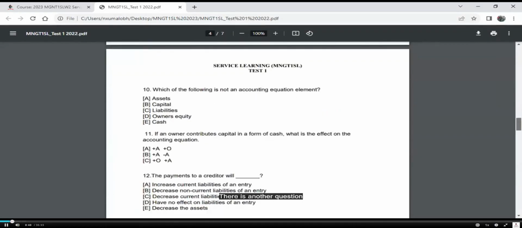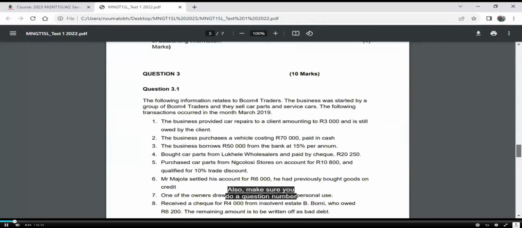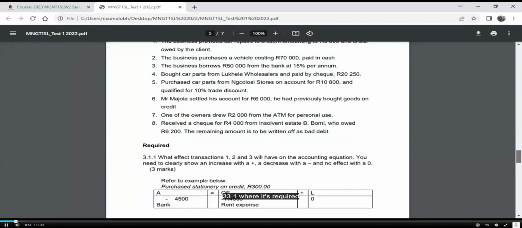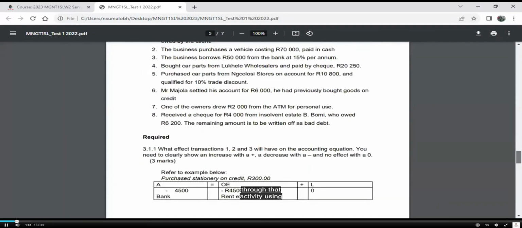There is another question where you use definition, question 2. Use a name for external users. That information is there. Also, make sure you do question number 3.1, where it's required to do your accounting equation. So make sure that you go through that activity using that example to answer the question. So you need to go for that.